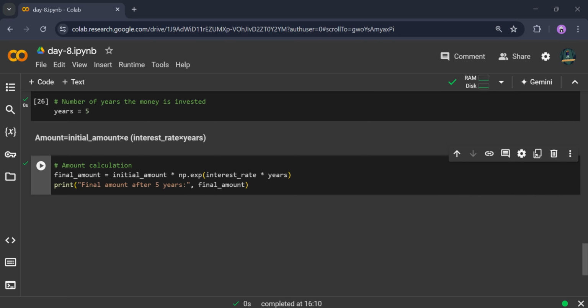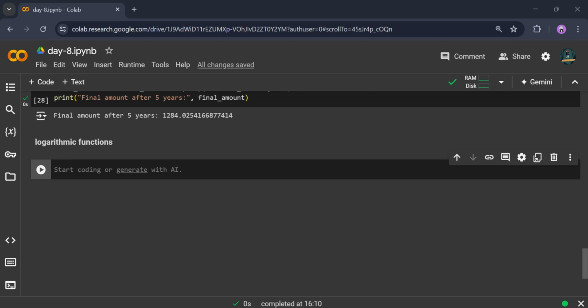We can use the exponential function to calculate the final amount of money. The formula for compound interest is amount equal to initial_amount multiplied by np.exp of interest_rate multiplied by years. Let's run this. Here the np.exp of interest_rate multiplied by years calculates the exponential growth factor and we multiply it by the initial amount to get the final amount.